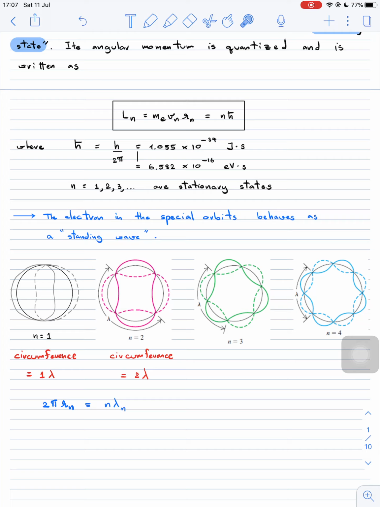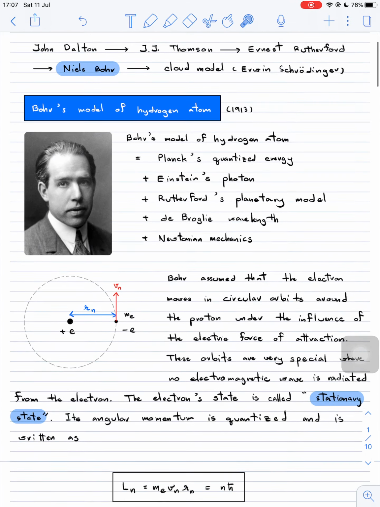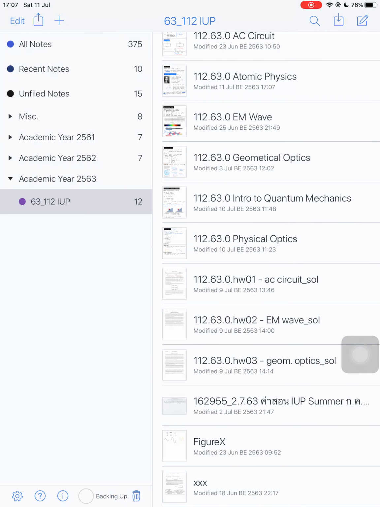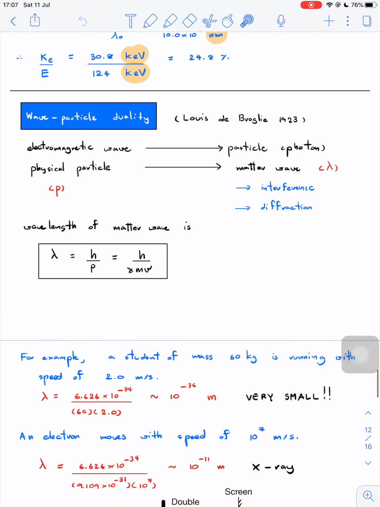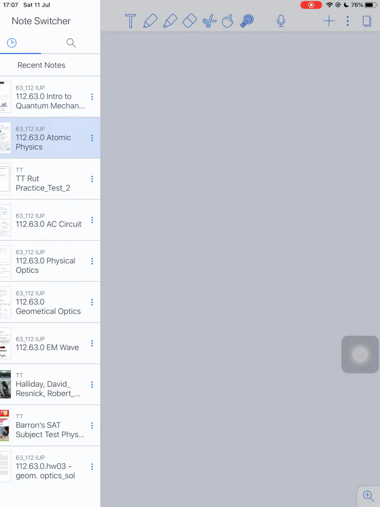Then next, because the electron behaves as a wave, we can have the relationship between the wavelength of the electron and the momentum of the electron. From the introduction to quantum mechanics, we said that lambda is equal to h over p, or we can say that p is equal to h over lambda. Okay, so let's use this one.